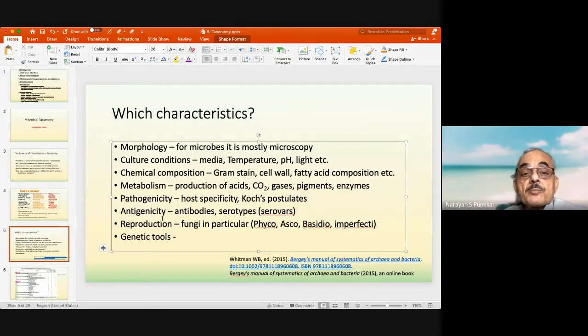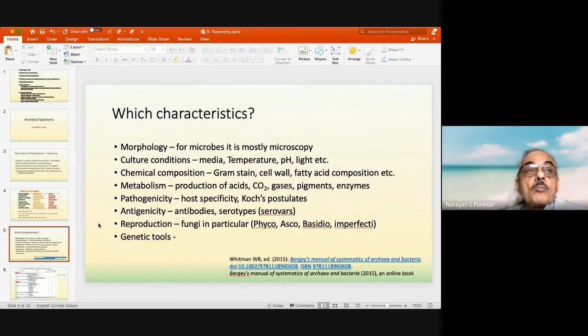Obviously reproduction itself can also be used to group organisms into different groups. In bacterial systems, most often it is asexual, binary division. But the moment you go to slightly higher, more complex life, like fungi, you can classify based on the kinds of sexual cycle that they have. You can have phycomycetes, ascomycetes, basidiomycetes, and where there is no sexual cycle defined, you can put them into fungi imperfecti. So these are the kinds of reproductive classification that can be used.